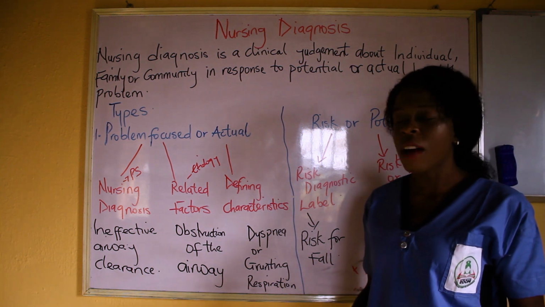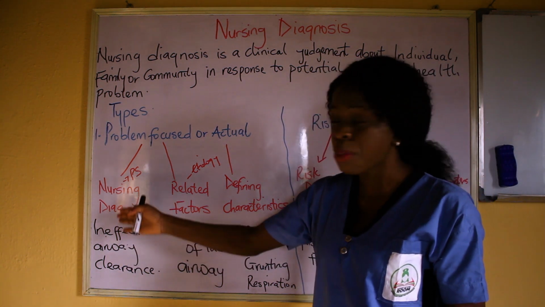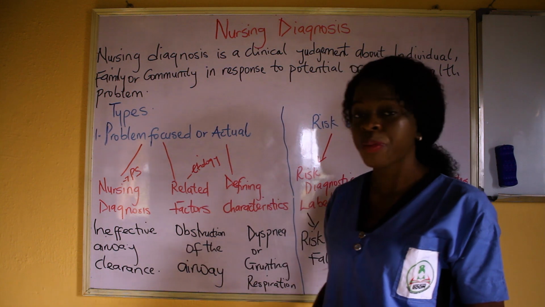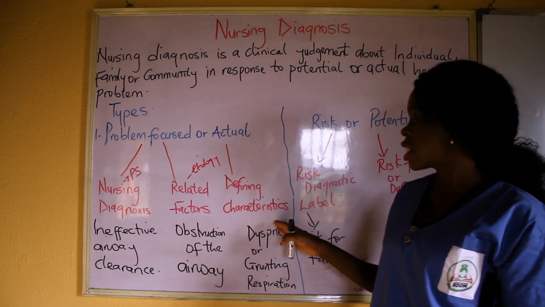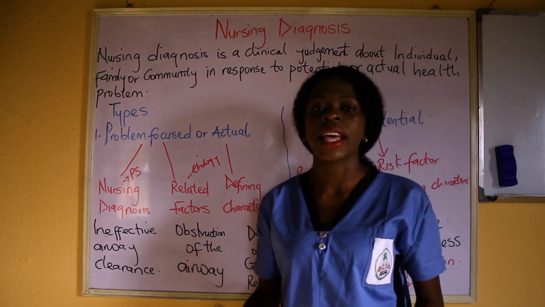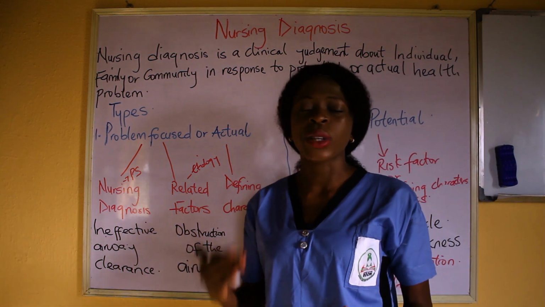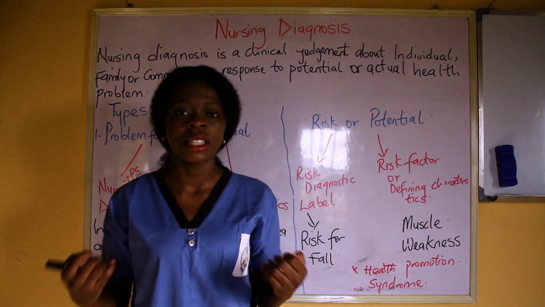You can also have acute pain, which is a major diagnosis. Acute pain related to maybe inflammation of the appendix, evidenced by the patient's verbalization. Then that takes us to the other type of nursing diagnosis.